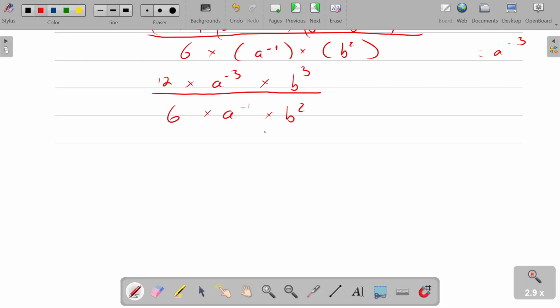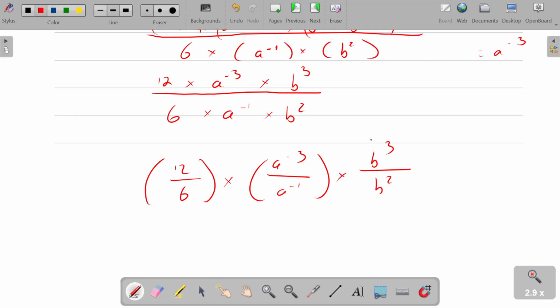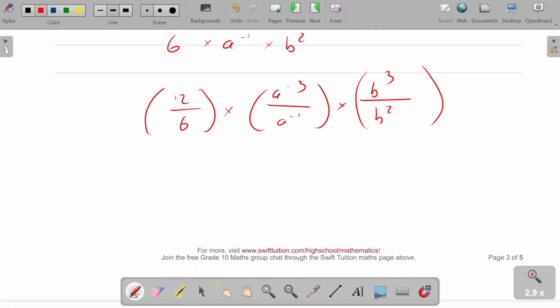Now what I'm going to do is separate them. Again, I'm multiplying, so breaking them up is perfectly fine. So this becomes 12 divided by 6 on its own, and I'll have a to the power of -3 over a to the power of -1 on its own, multiplied by b to the power of 3 over b squared on its own. And then obviously 12 divided by 6 is easy. That's just going to be 2.